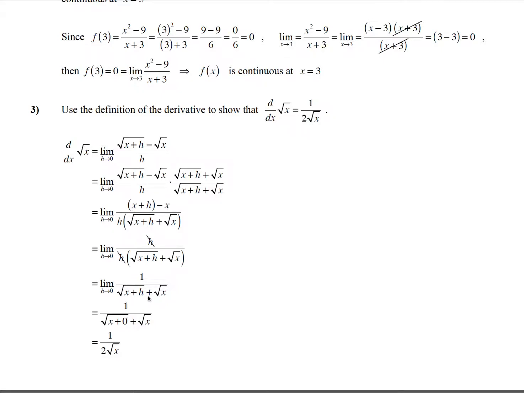Then we are able to substitute 0 in for h here. X plus 0 is x, so this is 1 over square root of x plus square root of x, which means that there's 2 square roots of x, and so we get our final result, 1 over 2 times the square root of x.